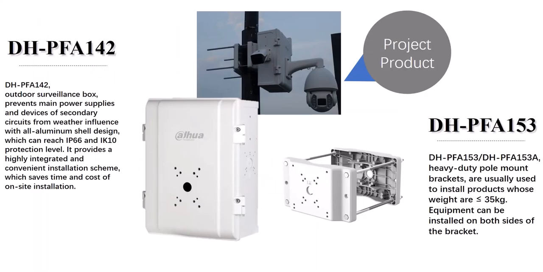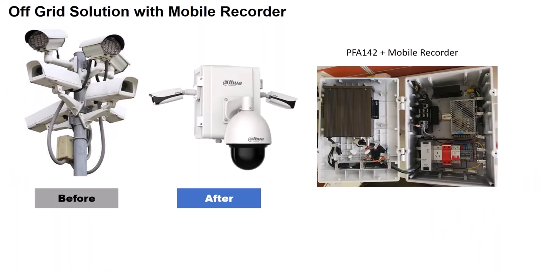We also have this PFA 142 outdoor housing that can be used. What we've done is we've inserted the mobile recorder into this outdoor box, and it can serve as an off-grid deployment. Anywhere you don't have an Ethernet, you can use the 4G module, so you can have an off-grid solution, something similar to this screenshot right here.